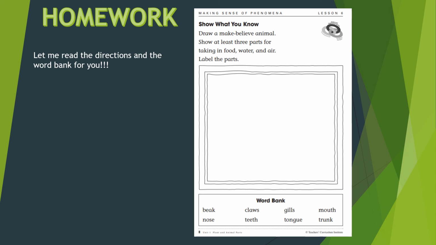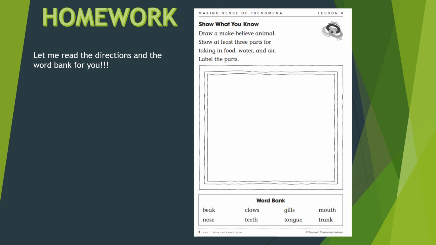So let's use some of the words from our word bank to create our animal. Again, it's a make-believe animal. So you can put some parts from your favorite animals together and make a whole new animal. You know, I would love if you also put a new name on your animal. Put it up near the top. What's the name of your created animal? Make up something fun. Enjoy this project.